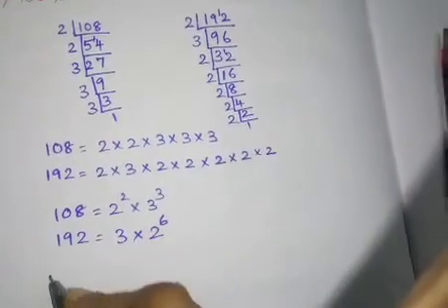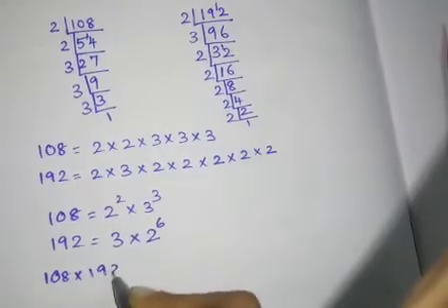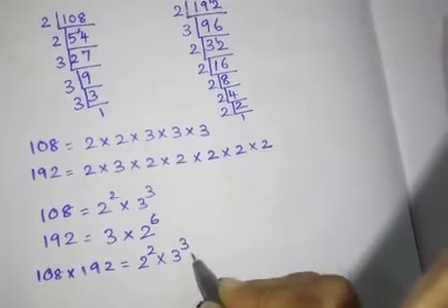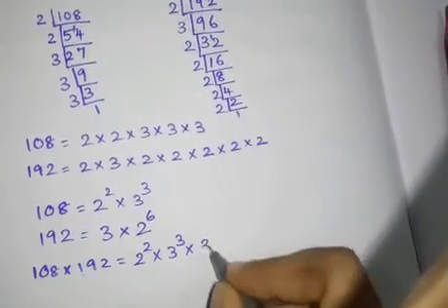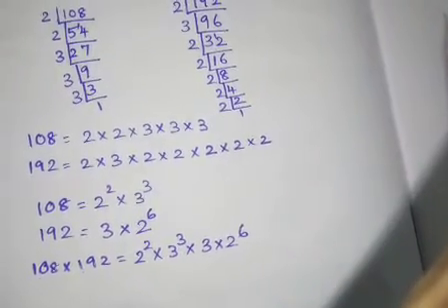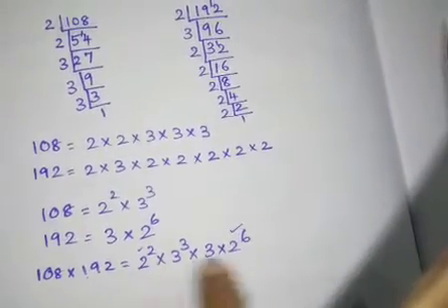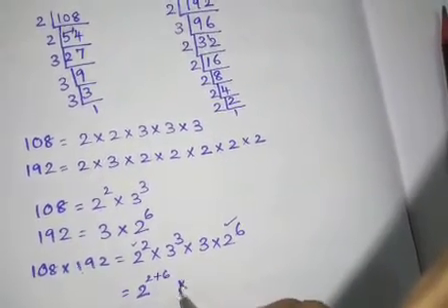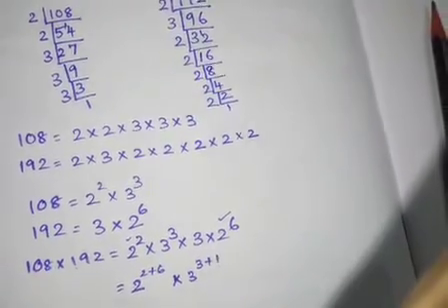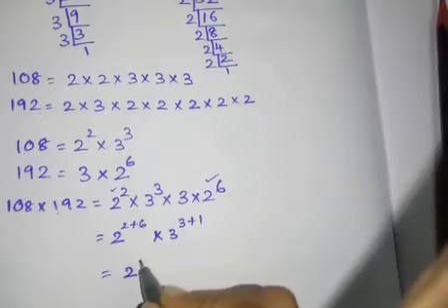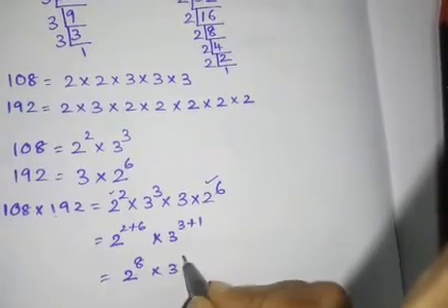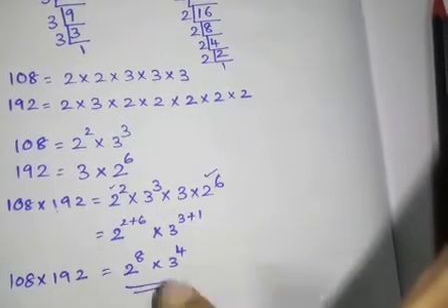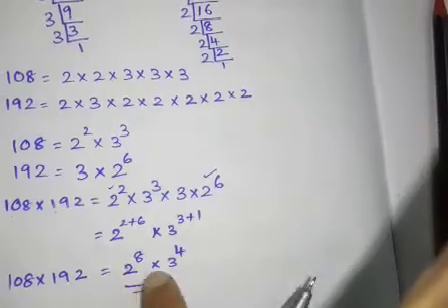Now 108 into 192 means 108, what is the value? 2 square into 3 cube. 192, what is the value? 3 into 2 power 6. Yes, now combine all the 2's, children. Same base, so add the powers. 2 power 2 plus 6 into 3 power 3 plus 1. Yes, 2 power 8 into 3 power 4. So I have written 108 into 192 as a product in exponential form.